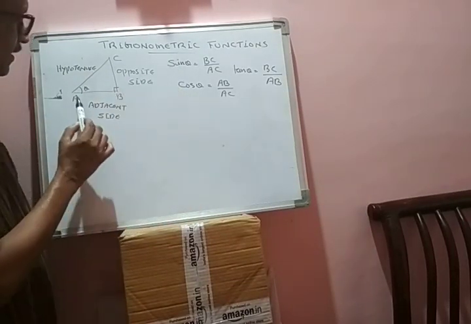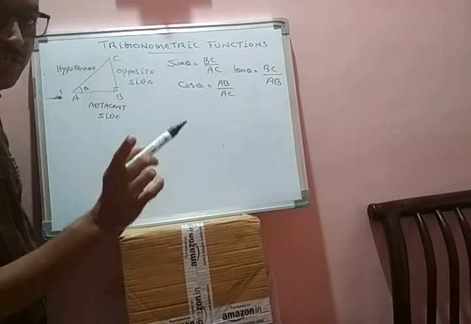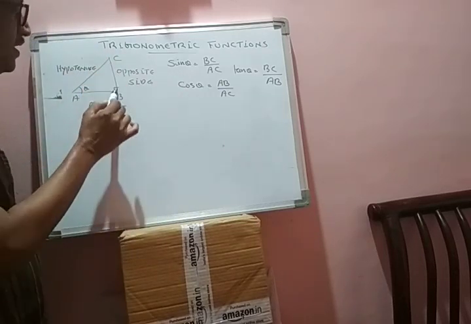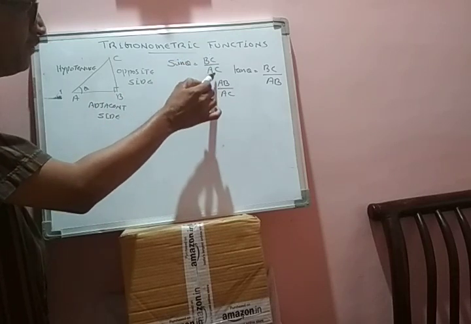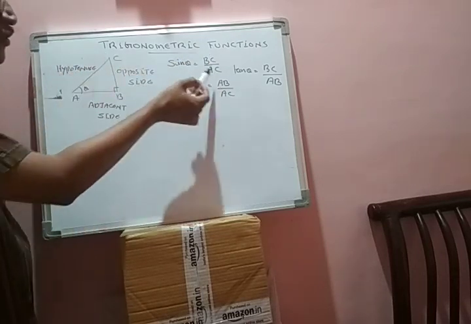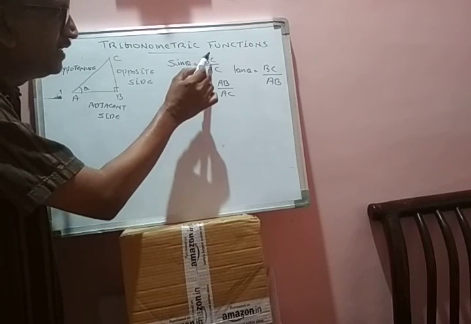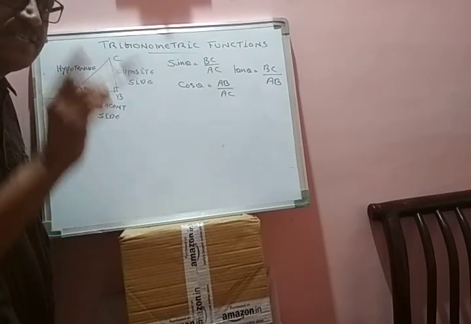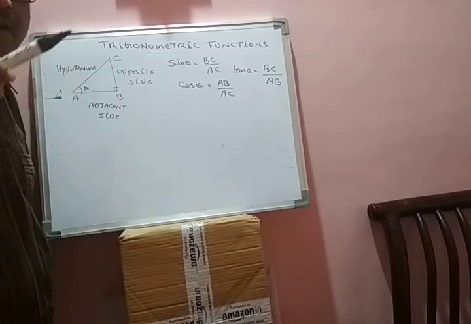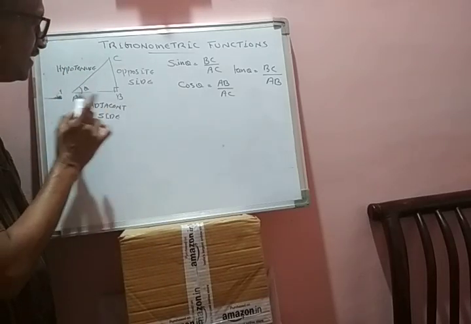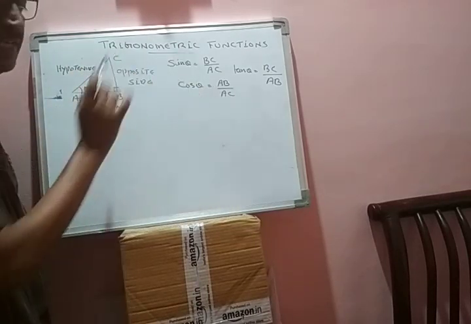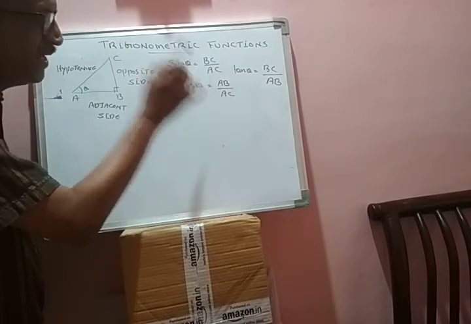Here, sin theta is opposite side by hypotenuse. In this figure, the opposite side is BC, divided by hypotenuse AC. Therefore, sin theta is BC by AC. Then cos theta. The definition of cos theta is adjacent side divided by hypotenuse. Here the adjacent side is AB, divided by hypotenuse AC. Therefore, cos theta is AB by AC.